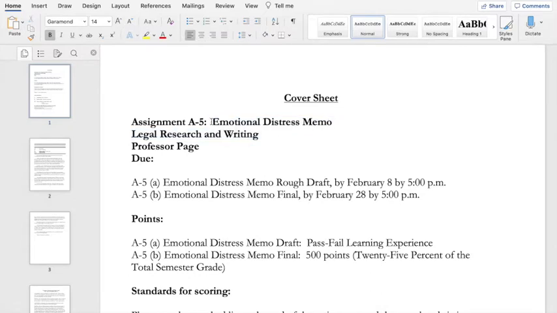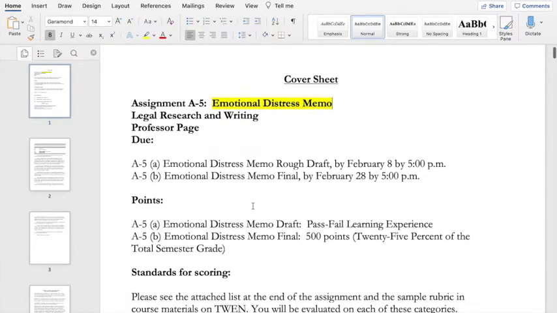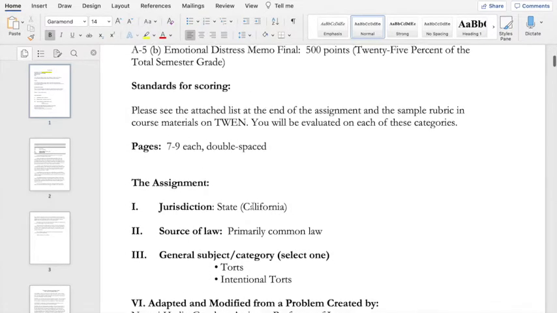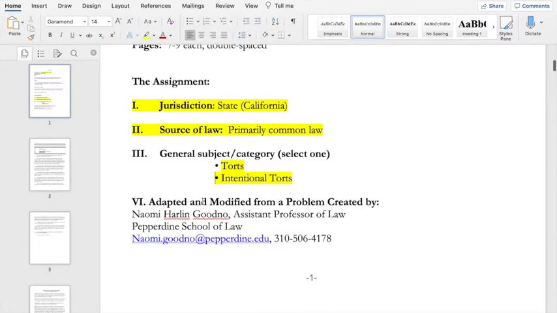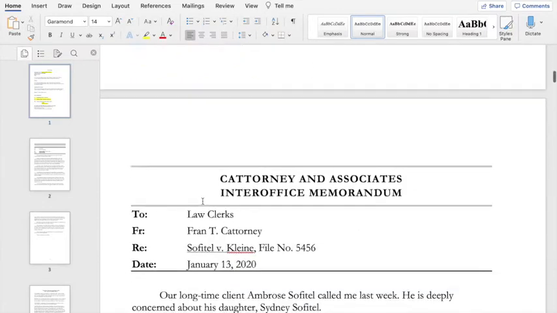So for instance, there's already a clue right here up front in this memo. It says emotional distress memo. So we already know which particular claim is being used. And then the jurisdiction, which is an important piece of your research, is already identified. And even the source of law is identified, along with the area of law that IIED falls under.